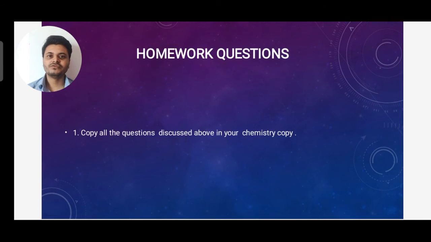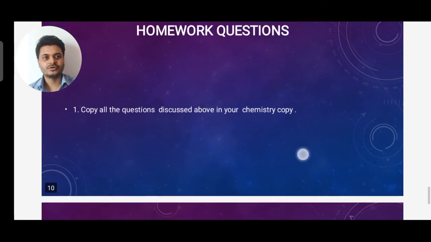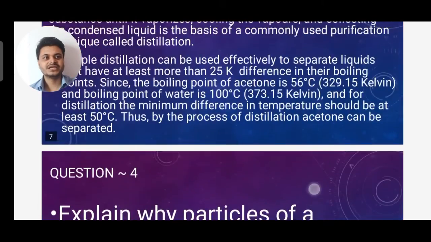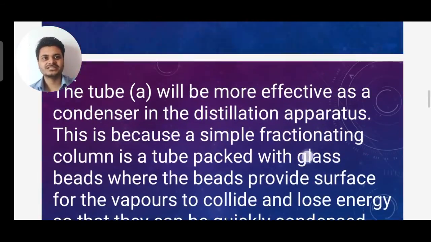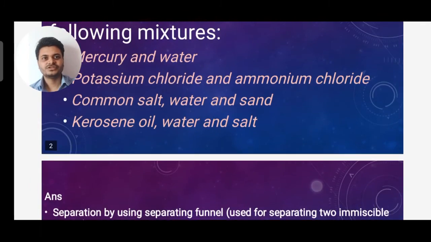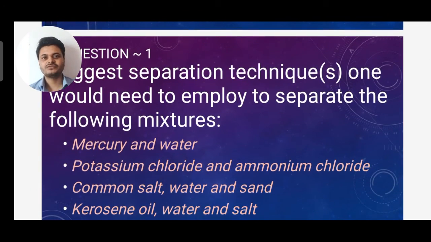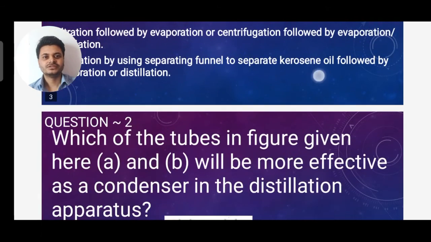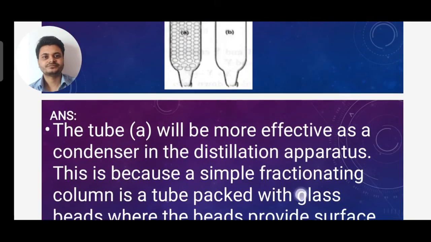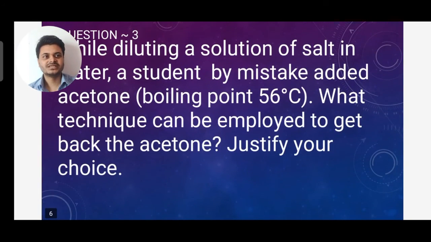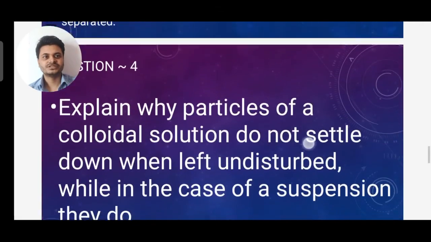Students, these are the homework questions. You have to copy down all the questions that I've discussed now in this class in your chemistry copy. Again, I'm repeating, I have discussed four questions in total. First question: suggest the separation techniques one would need to employ for the separation of the following mixtures: mercury and water, potassium chloride and ammonium chloride, common salt, water and sand, and kerosene oil, water and salt. This is the first question. Second question is this. Third question is this. And the fourth question is this.